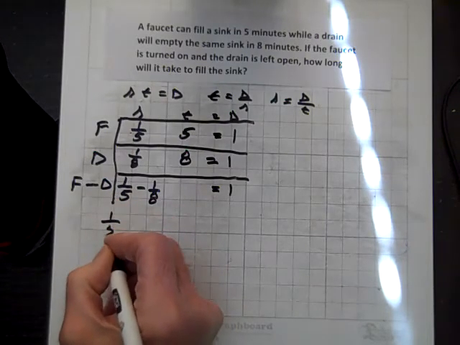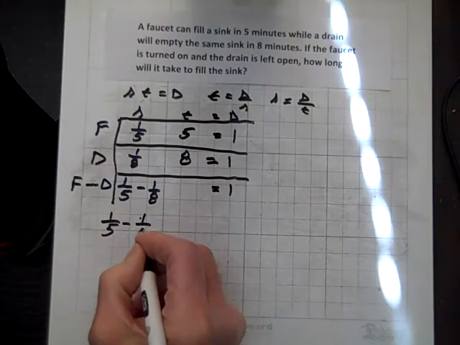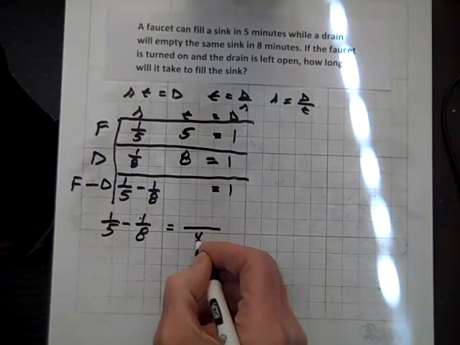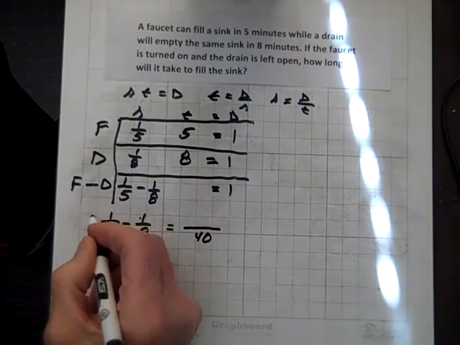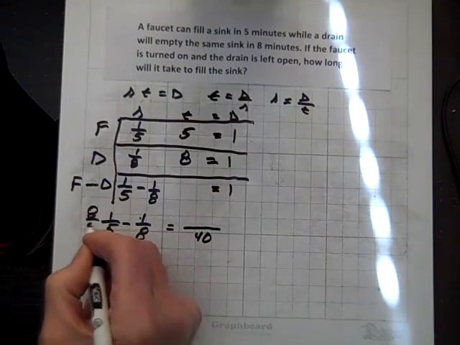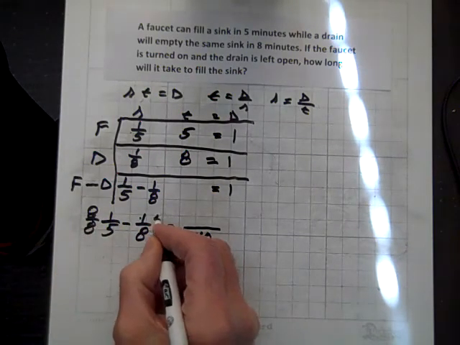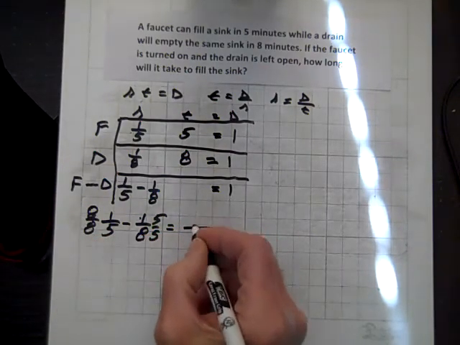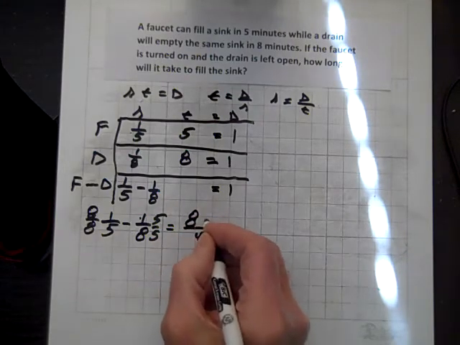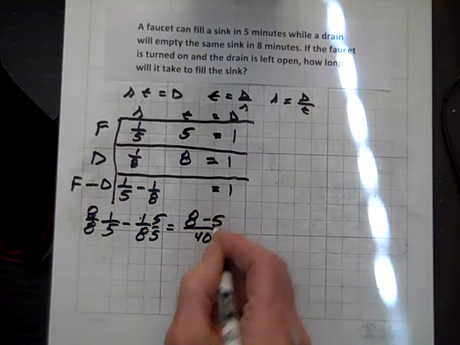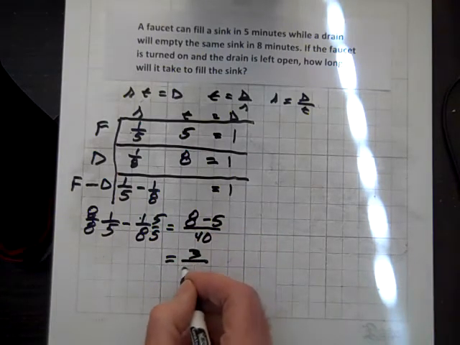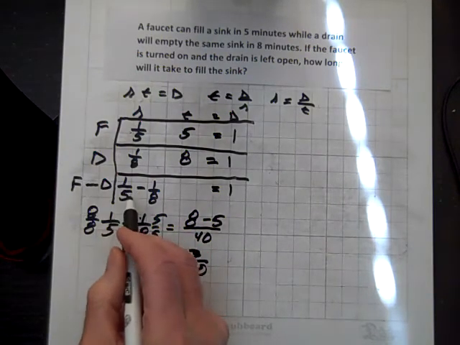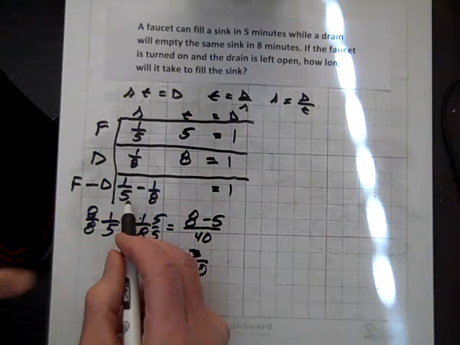So 1/5 minus 1/8. The common denominator is going to be 40, the product of those two, because they're relatively prime. And so we'll multiply this guy by 8 over 8, which is just another way to write 1. This guy by 5 over 5, another way to write 1. And there we have the 40, and 8 ones are 8. 5 times 1 is 5, and the difference is 3 over 40. So that is the rate when you have the faucet on and the drain open.